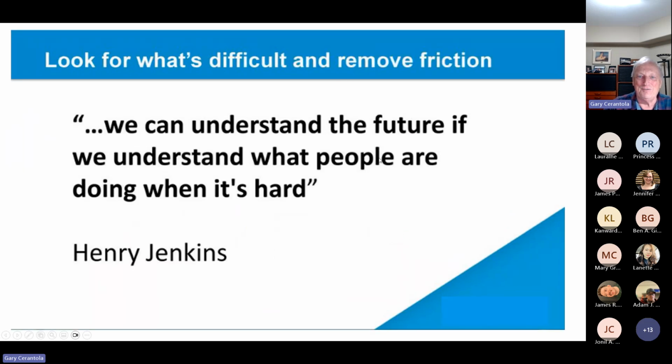So we can understand the future if we understand what people are doing when it's hard, which means that from a product development point of view, from a sustainable competitive advantage point of view, you need to keep watching your clients, and you need to keep watching your competition and technology to make sure that you maintain the relevance to manage your competitive advantage on a sustainable basis.